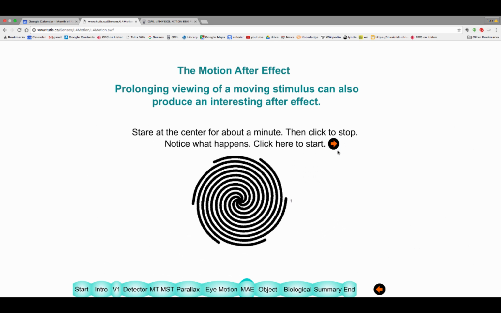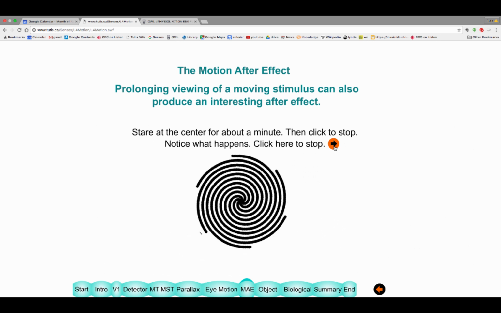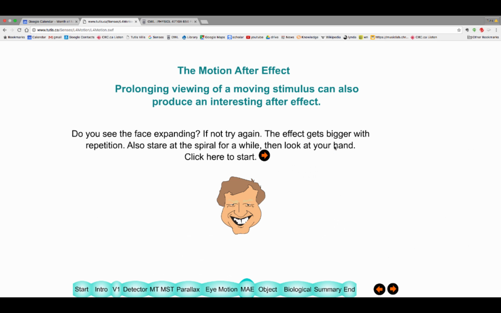Okay, let's just do something fun. Stare at the center of this circle. It'll start turning, and then it'll stop, and see what a face will appear, and see what you sense the face doing. What does the face do? It got bigger, yes. Yeah, exactly. I'll do that again.